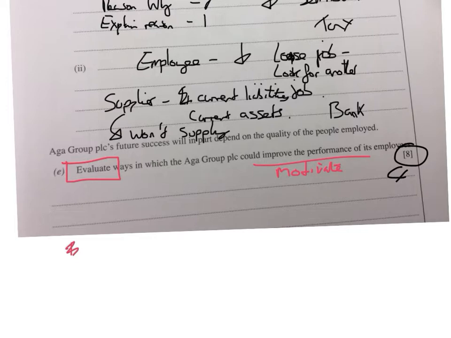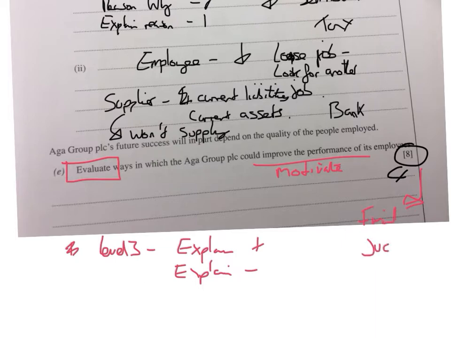If you explain positives and explain negatives properly, you can get level 3, and that will get you up to 8 marks. Remember, you're going to need to do a final judgment to get the full marks. Okay. Where are we? So what are the things you could say?